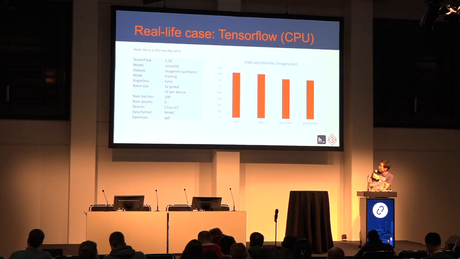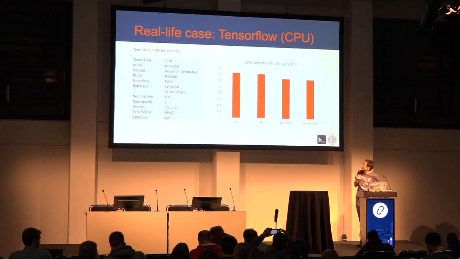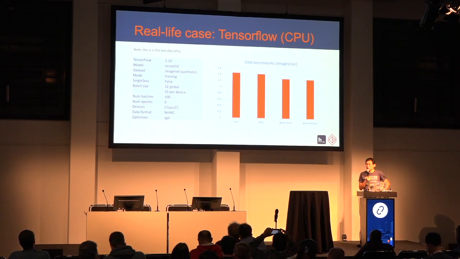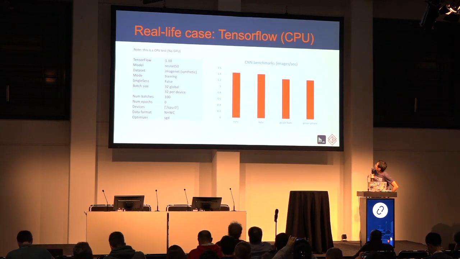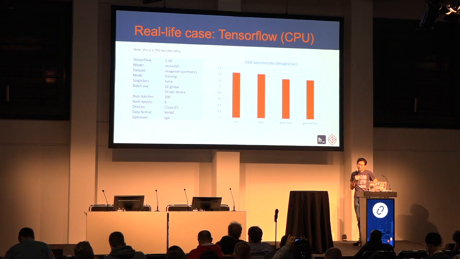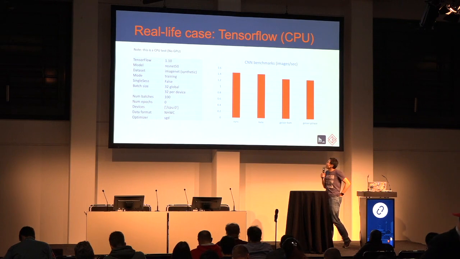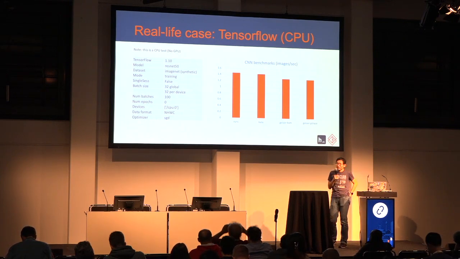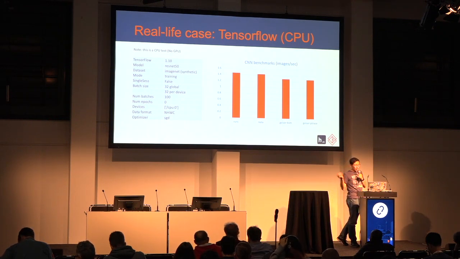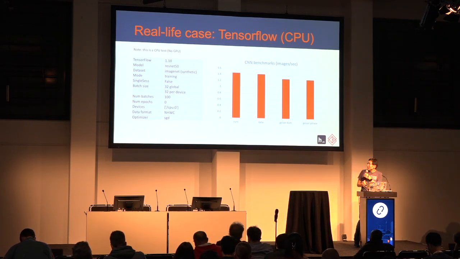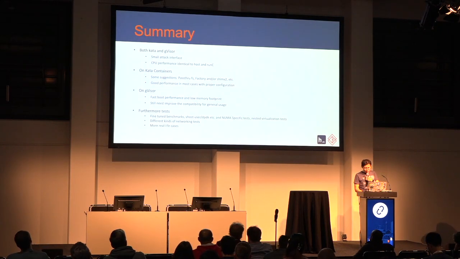Another case is that we tested TensorFlow. But this is a pure CPU test. There is no GPU inside. The result shows most of the candidates are pretty similar. I think this is because most of the workload runs on the CPU itself, so the different candidates don't have many differences. And here is the configuration. And here is a summary.